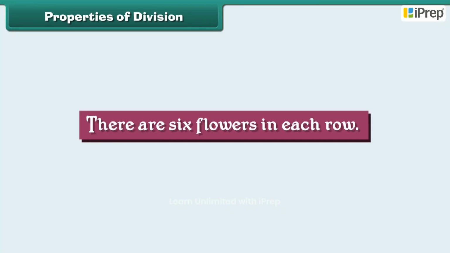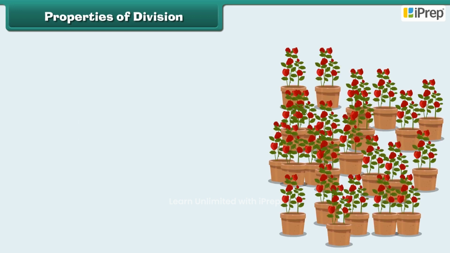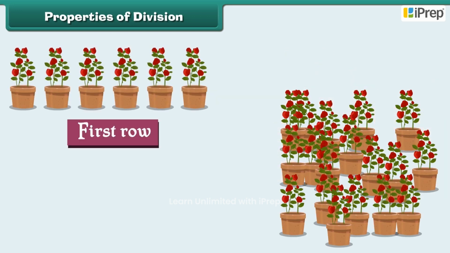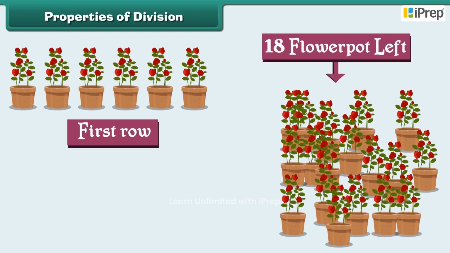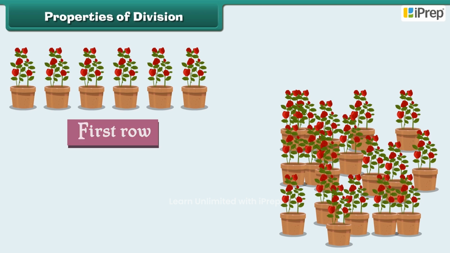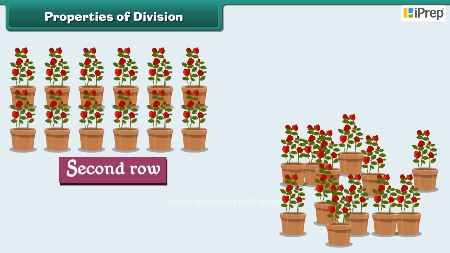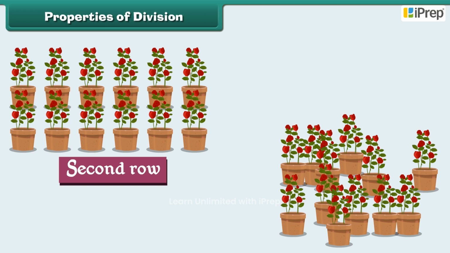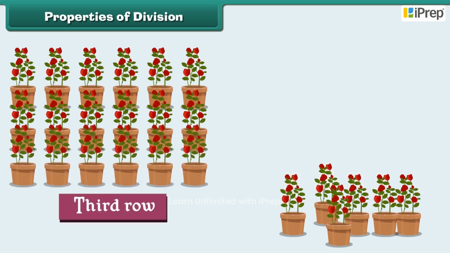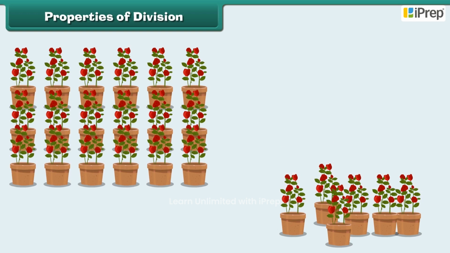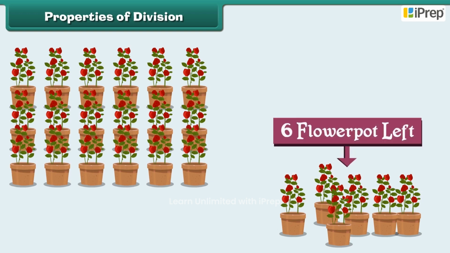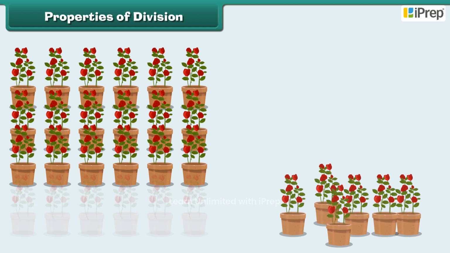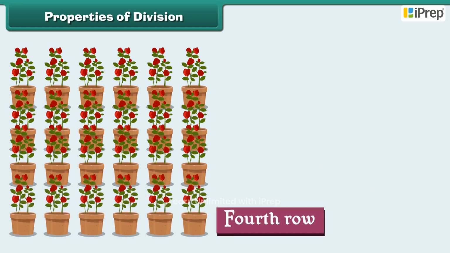There are 6 flower pots in each row. The gardener arranges 6 flower pots in the first row. He has 18 flower pots left. He arranges 6 flower pots in the second row. He has 12 flower pots left. He arranges 6 flower pots in the third row. He has 6 flower pots left. He arranges 6 flower pots in the fourth row. He has no flower pots left.